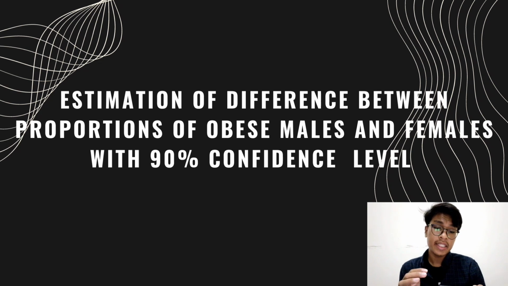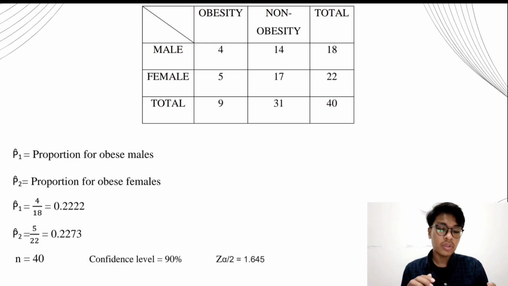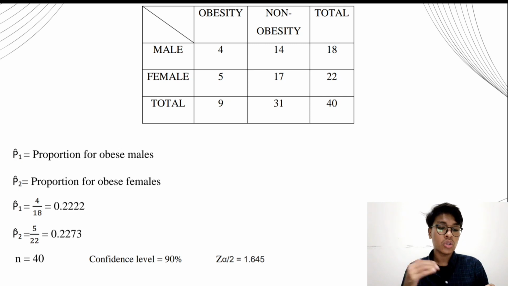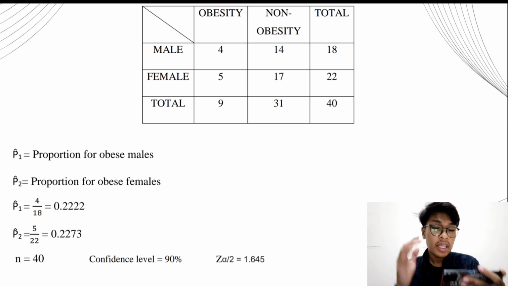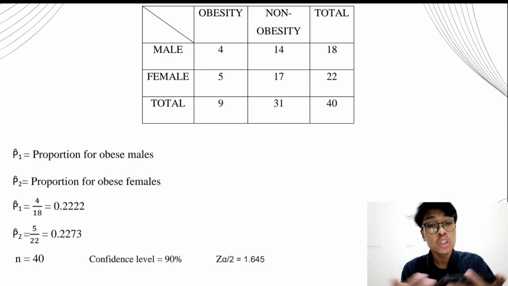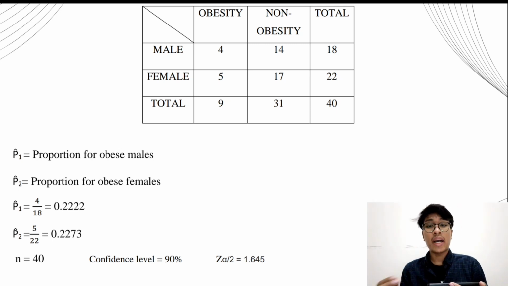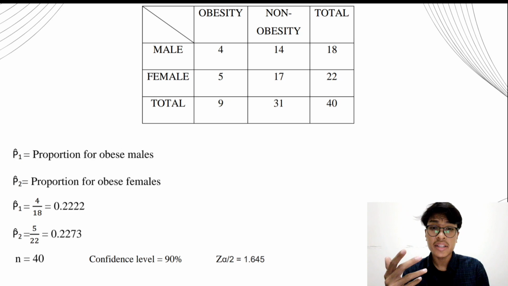So now you can see at the table I listed down the information of obesity and non-obesity, also the information about male and female. So we can see the total of obesity and non-obesity, and male and female. If P1 hat is the proportion for obese males and P2 hat is the proportion for obese females. So I hold my phone to make my explanation easier, right? So I just put all the information that I had into the formula of proportion of 2 populations.